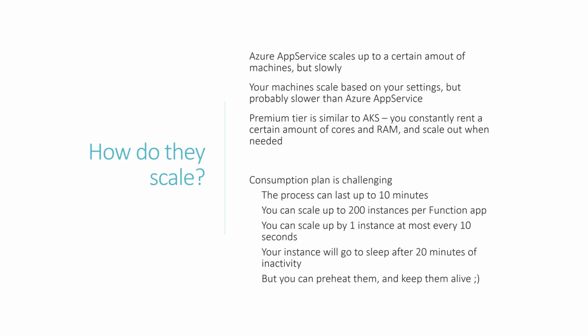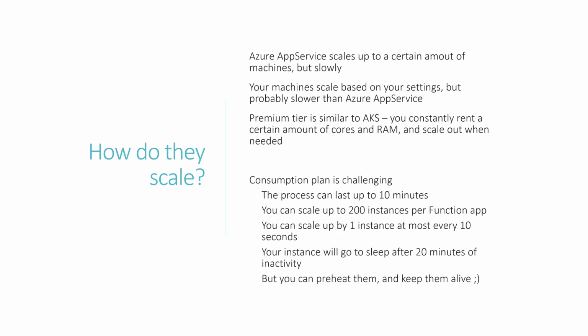We've mentioned that app services scale slowly and to a certain amount of machines, based on which plan you are using. Are you using a basic, a standard, or a premium one? When you're running all of that on your machines, it will probably scale slower than app services, because you need to scale more machines on your side, be it virtual machines or actually buy and place new hardware machines. Premium tier, as mentioned, is similar to AKS, and it should work splendidly.